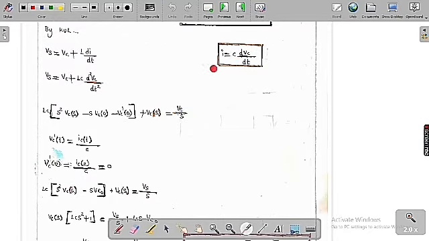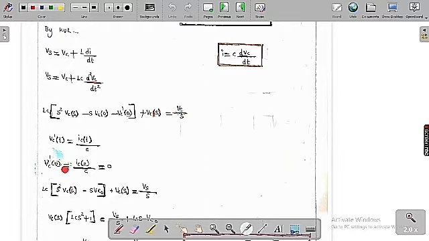So I am going to take this C to the denominator. I am going to get Vc dash of t is equal to Ic of t by C. So if I want to know the value of Vc at t is equal to 0, I can substitute into this equation.